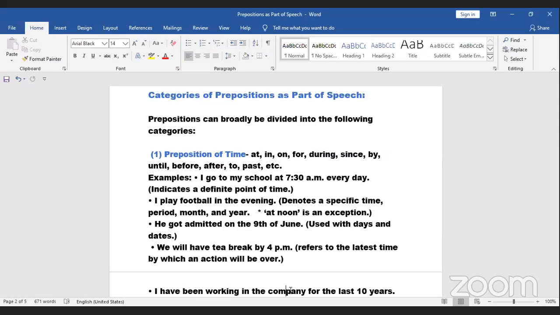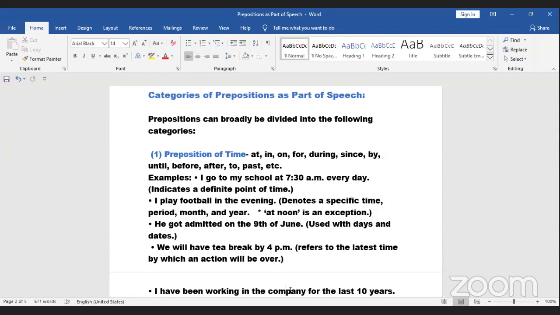Okay, at. Now, at is like a specific point, a particular point on the clock. At 7:30 a.m. I'll see you tomorrow at 5 o'clock in the evening. Okay, a definite point of time. At is like a definite point of time, a particular point on the clock. I'll see you at 5 o'clock tomorrow. Okay, so that is at, definite point.